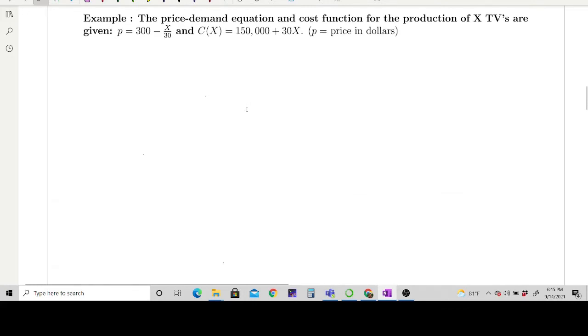So in this example, you are given a price demand equation and a cost function. The cost function is given by C of x equals 150,000 plus 30x, and the price, lowercase p, equals this, where p is price in dollars. Okay, question number A. How do you find the marginal cost?